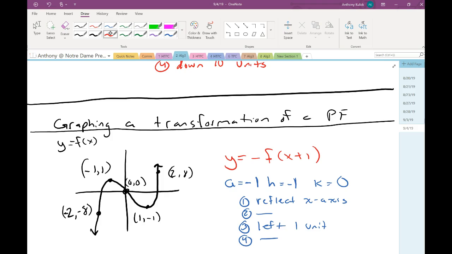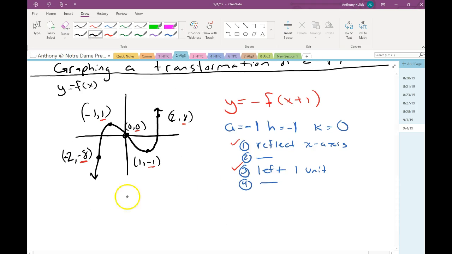Okay. So I'm going to do drawing my transformation now in at most 4 steps. In this case, I only need to do 2 steps because there's only 2 transformations occurring. And I'm going to perform my transformations in order from 1 to 4. So the first thing I'm going to do is the reflection. So if I reflect across the x-axis, all of the y-coordinates are going to change signs. Everybody agree with that?